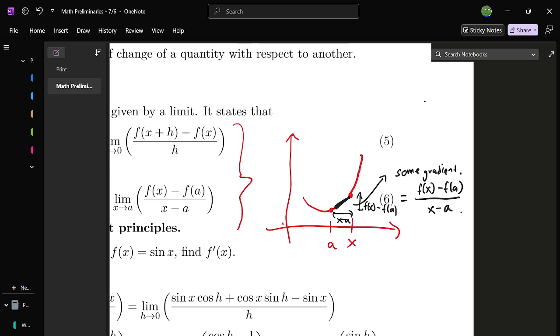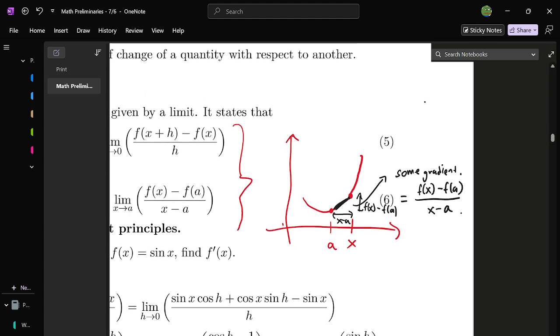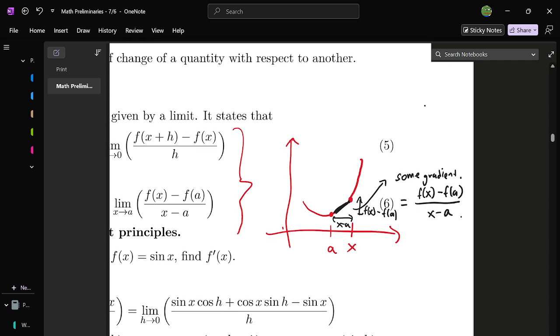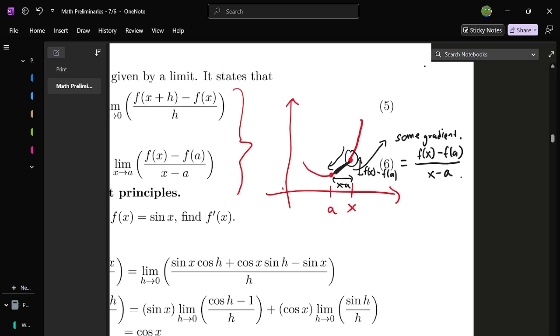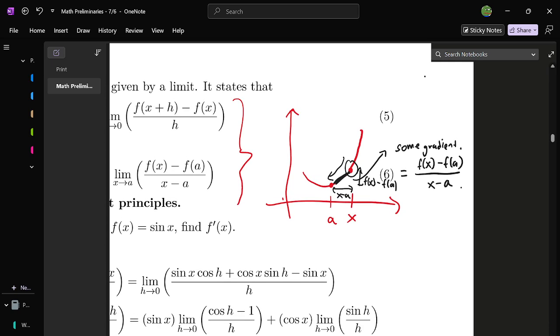I hope everyone can see this. Now you want to think about your point at a as a fixed point, so imagine that it cannot move. Then your point at x, think of it as a point which can move. So you want to move this point as close as you can to a, but not such that it is at a. You move this point closer and closer, and when you do that, if you zoom in on the graph, you see that this creates a tangent at that point a.